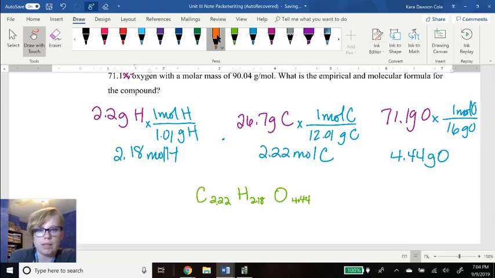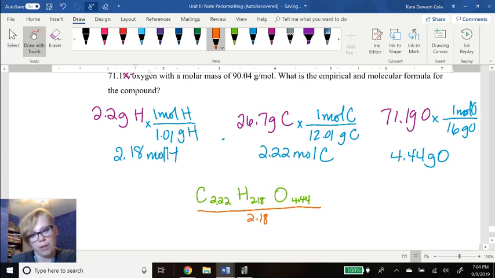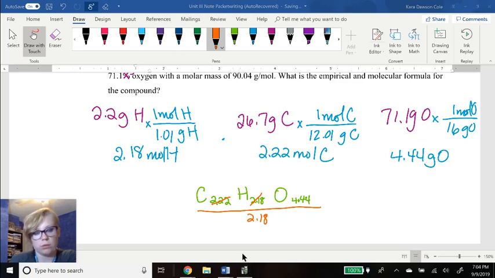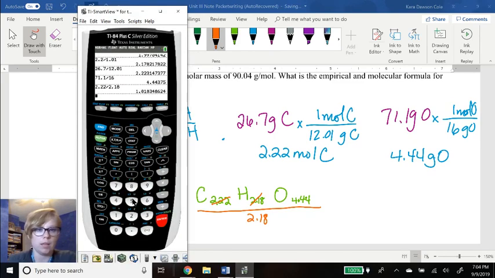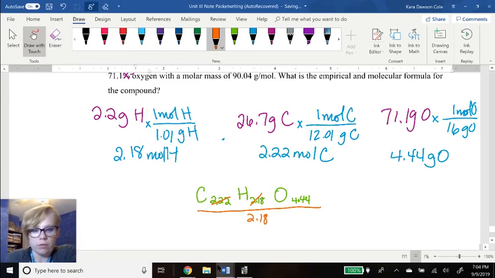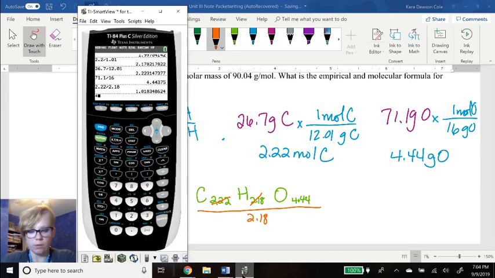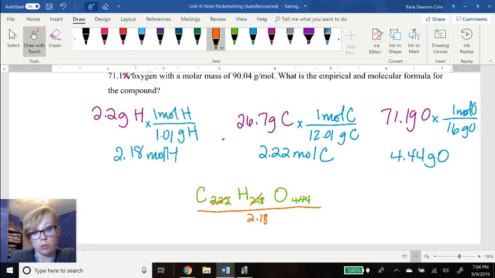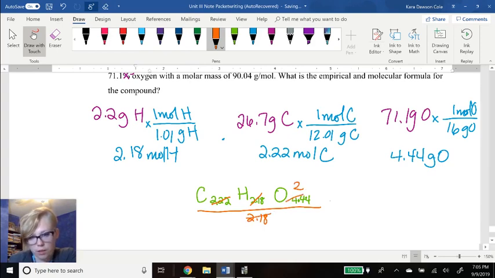And then the next step, I would divide these by 2.18. This one definitely goes to 1. This one most likely goes to 1. If I take 2.22 divided by 2.18, that's pretty close to 1, and that gives me 1.0, which is close enough. And then 4.44 divided by 2.18 gives me 2.03, which would be 2. So this one goes to 2. Then my empirical formula is CHO2.